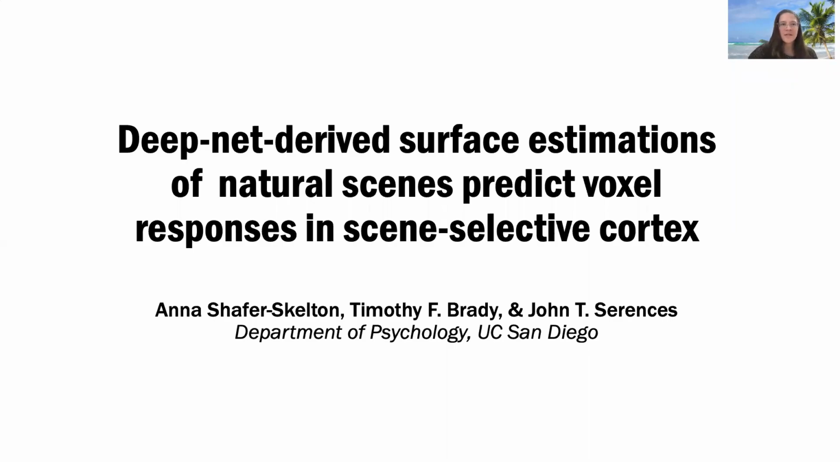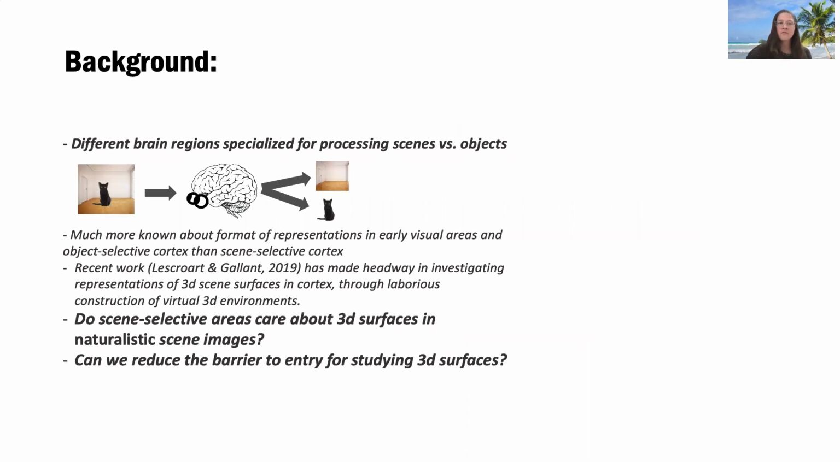The title of my presentation is Deep-net-derived surface estimations of natural scenes predict voxel responses in scene-selective cortex. So our motivation is that there's evidence for different brain regions specialized for processing scenes versus isolated objects. We know much more about the format of representations in early visual areas and even object-selective cortex than in scene-selective areas.